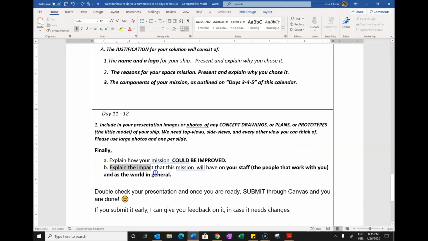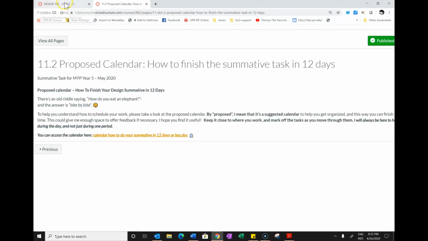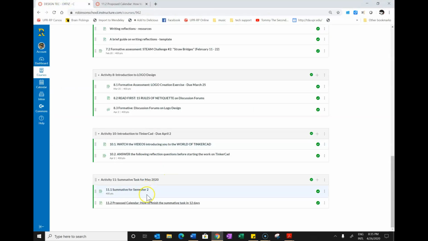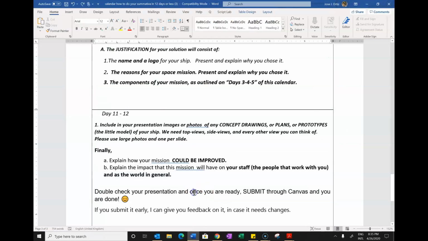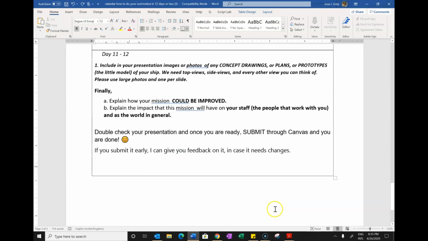And the second question, which is part of the criteria, and of course the criteria for the assignment is in the other section, in which you see, let me go back. Criteria with the rubric is in section 11.1. So back to this. Explain the impact that you think this mission will have on your staff, so the people that work with you, and to the world in general. Double check it, submit it through Canvas, and then you are done. And if you submit it early, I can give you feedback on it in case it needs changes.